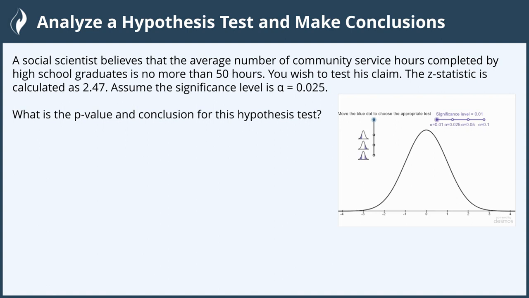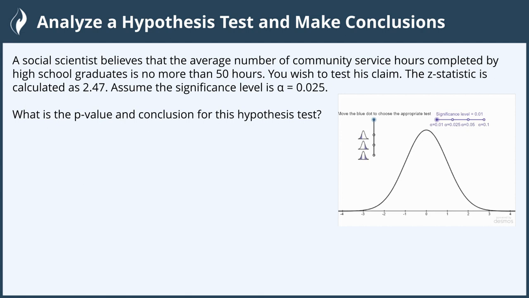In this video, we will analyze a hypothesis test and make conclusions. A social scientist believes that the average number of community service hours completed by high school graduates is no more than 50 hours. You wish to test his claim. The z-statistic is calculated as 2.47. Assume the significance level is alpha equals 0.025. What is the p-value and conclusion for this hypothesis test?